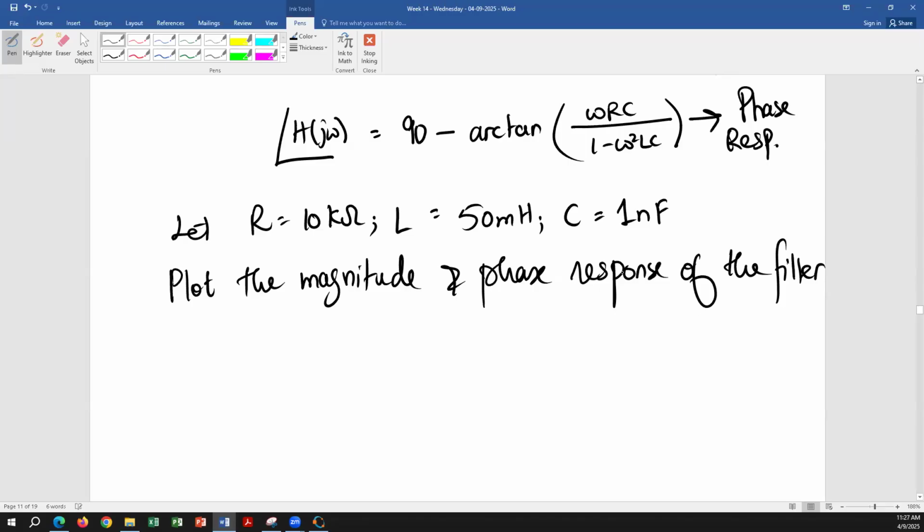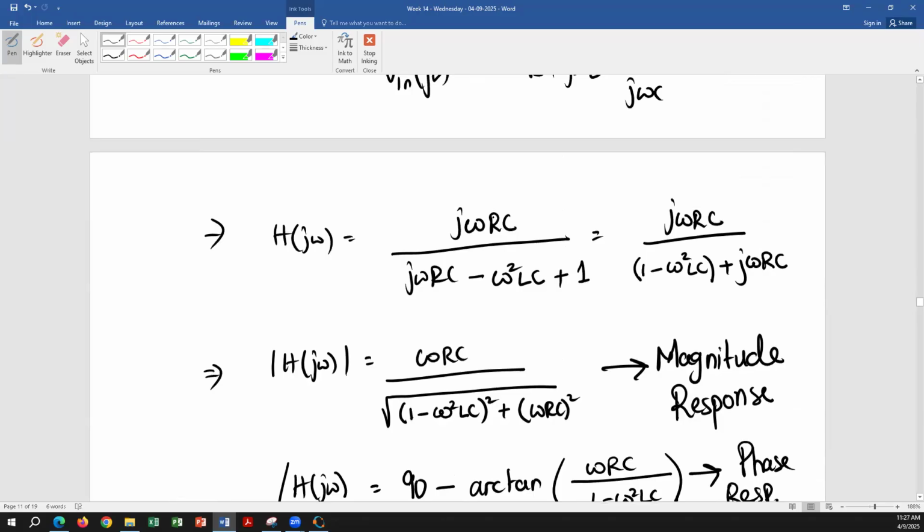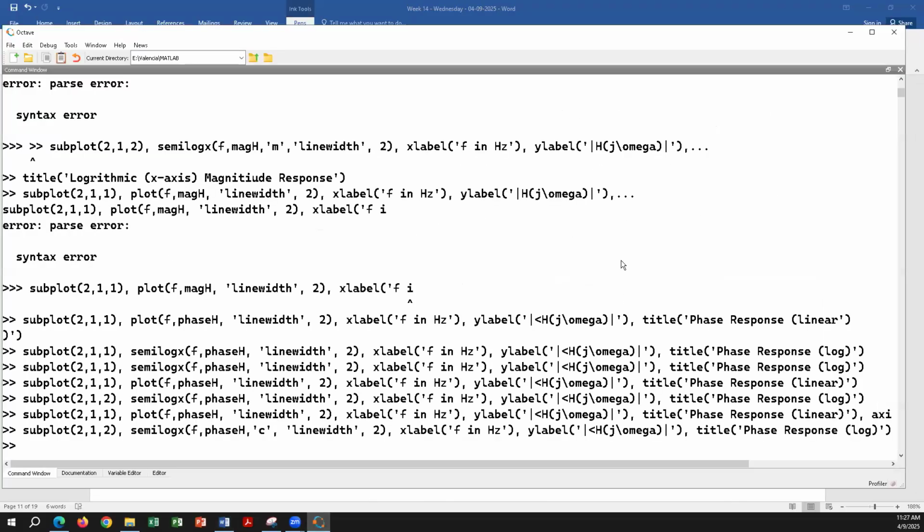All right, so we have the transfer function, we have the value of R, we have the value of C, and we have the value of L. We are going to go ahead and plot the response of the transfer function, both magnitude and phase.